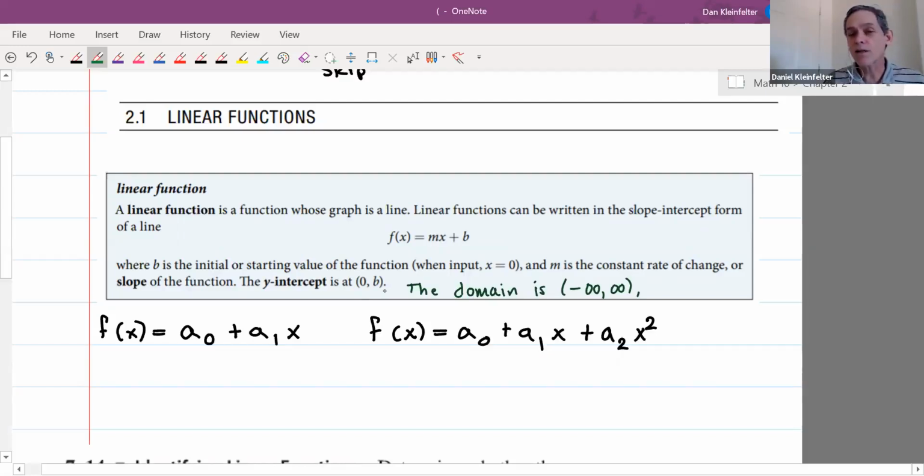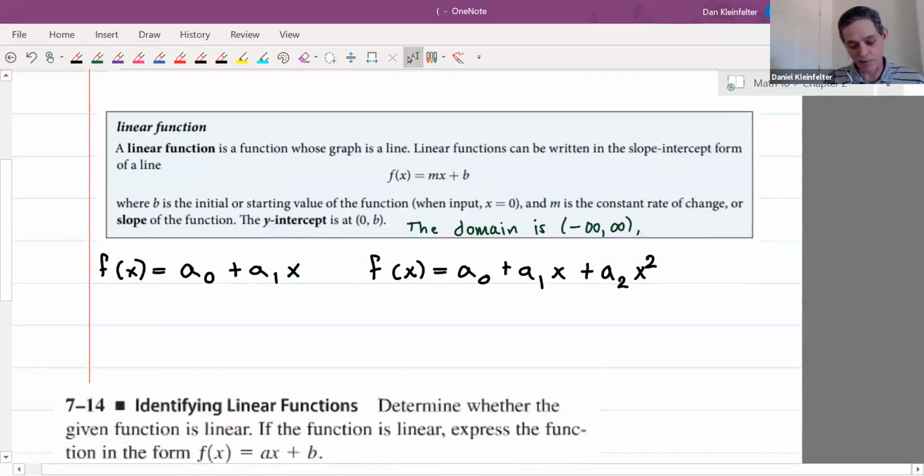It's worth noting also that for a linear function, the domain is always all real numbers. If you think about it, there's no way that we could accidentally try to divide by 0 or take an even root of a negative or any other kind of forbidden thing at this point.